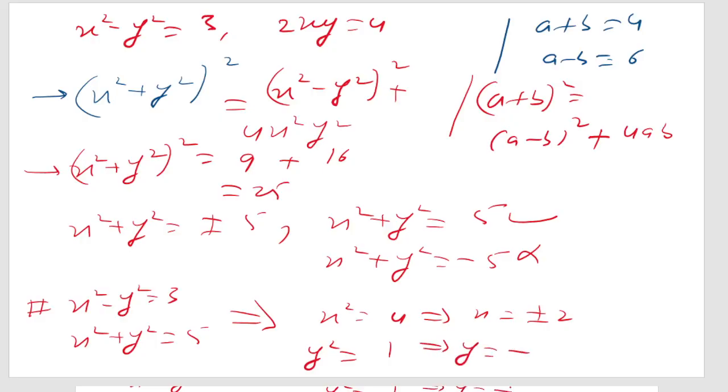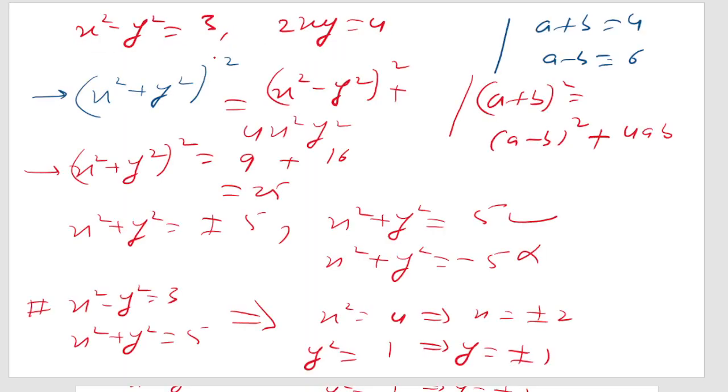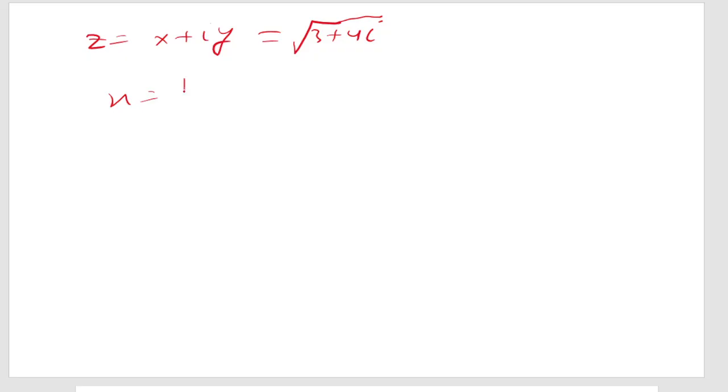So y is equal to plus minus 1. Okay, so we are getting 4 answers. So essentially what we said, z is equal to x plus iy, we started with the square root of 3 plus 4i. Okay, so we have x as plus minus 2 and y as plus minus 1.